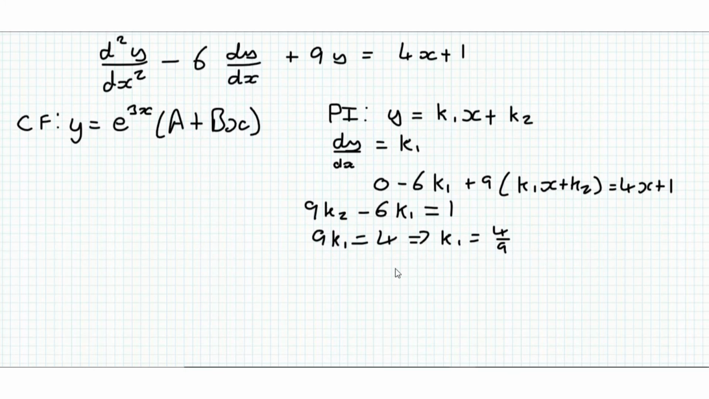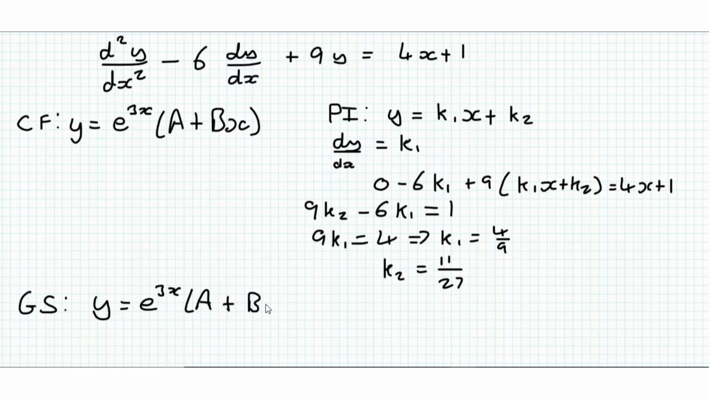So y is equal to e to the 3x times a plus bx, plus 4/9 x plus 11 over 27. To find a and b, we'd need initial conditions, which we don't have, but I hope this cleared up how to do it. We'll maybe do a few more examples with different functions on the right hand side. But for now, that's it.